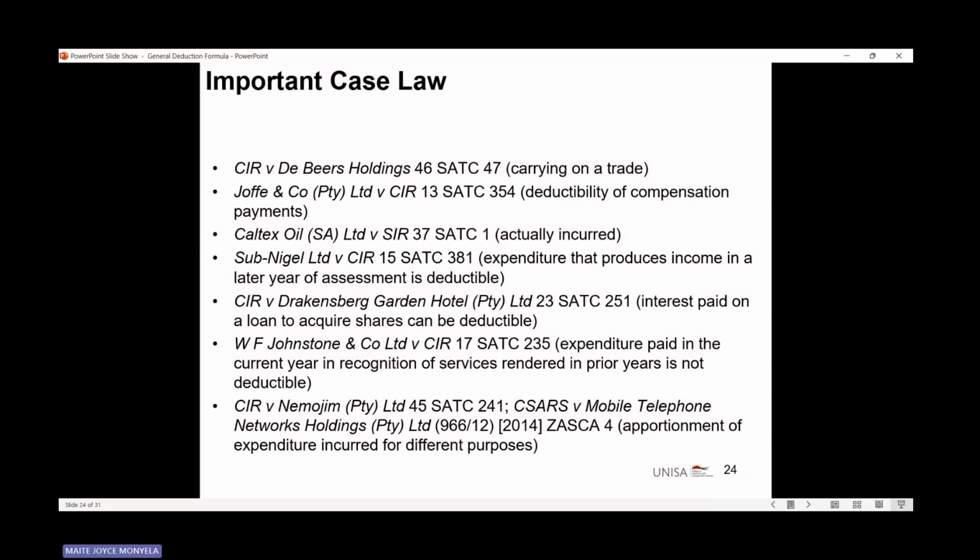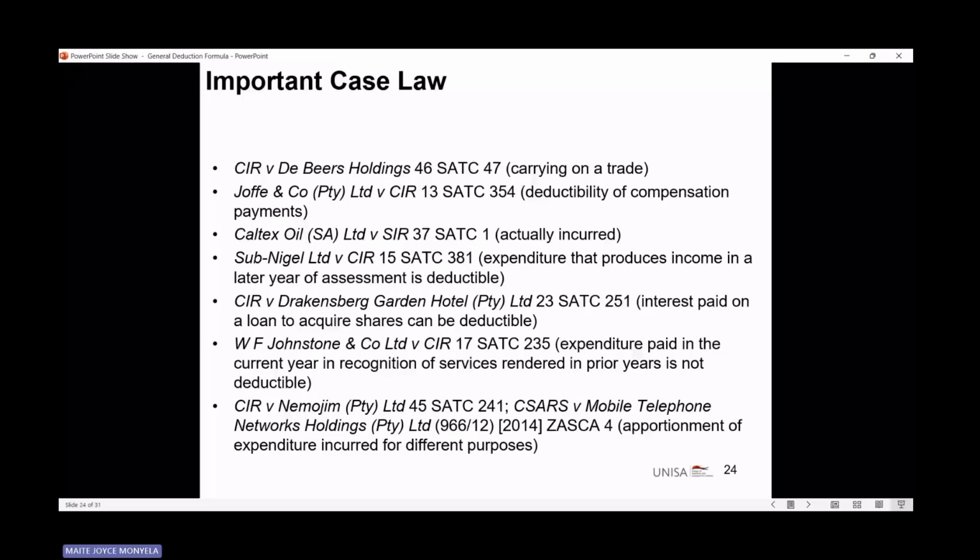We have the Joffe company case, deductible of compensation payment. Remember the insurance example I gave, you also need to apply it to this case. Actually incurred, the Caltex Oil case. We have the other one, the expenditure that produced income in a later year of assessment is deductible, and that's Sub-Nasionale Pers. And we have the CIR case, interest paid on a loan that was acquired can be deductible. And you also need to apply the Johnson one on expenditure paid in the current year.